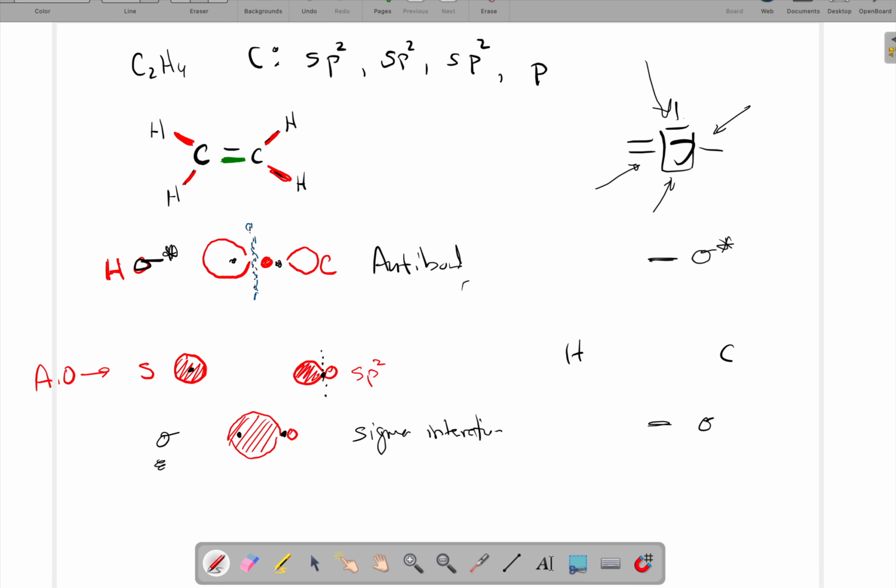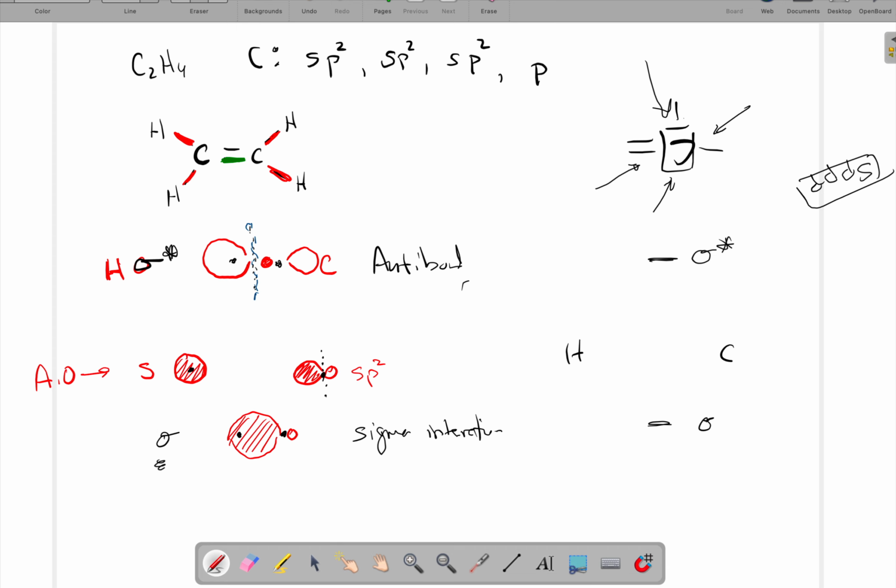And if I have 3 regions of electrons, what does that mean my shape is? Trigonal. What does that mean my hybridization is? sp3? sp2. Why? I need 3 regions, right? I need 3 equivalent regions. If I do sp3, what I'm going to do is take all of those and put them all together.